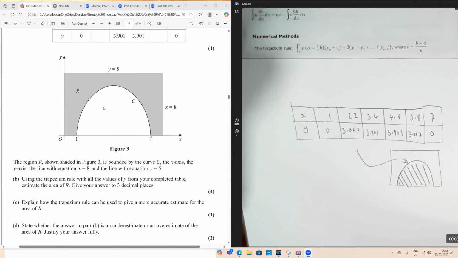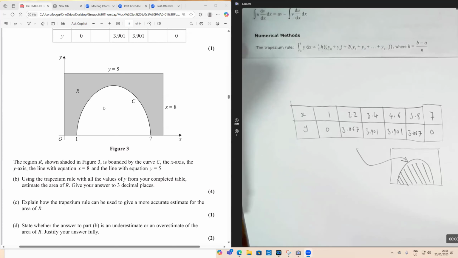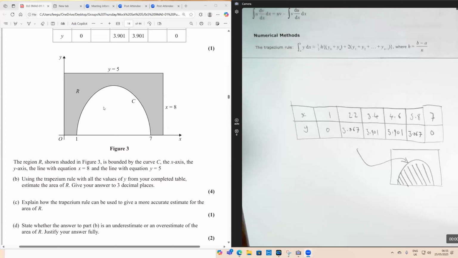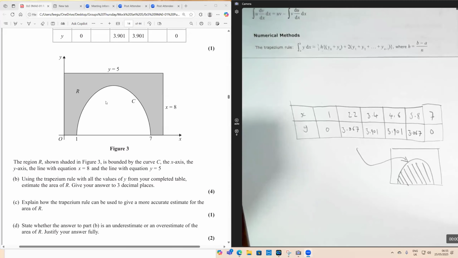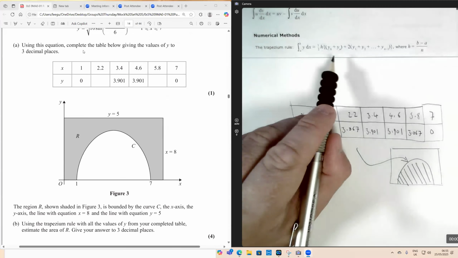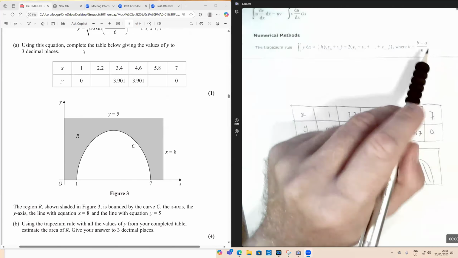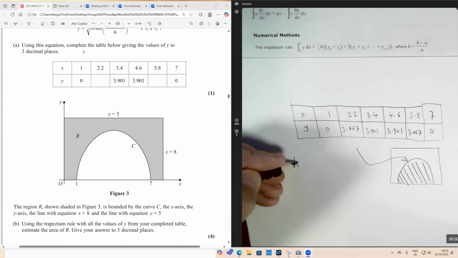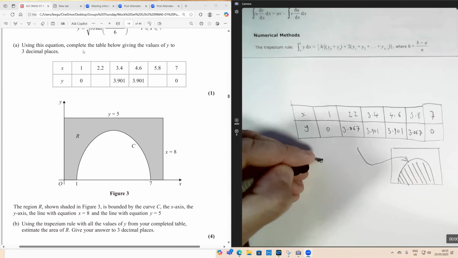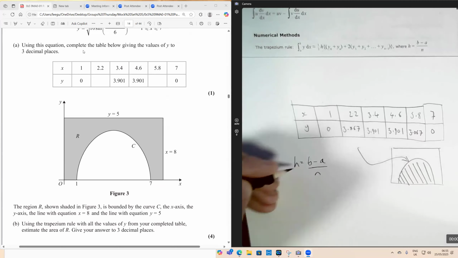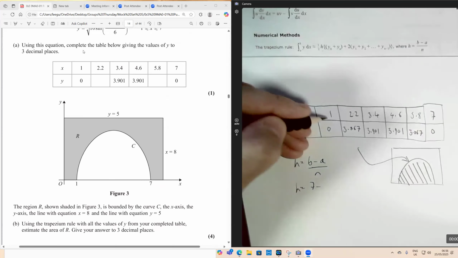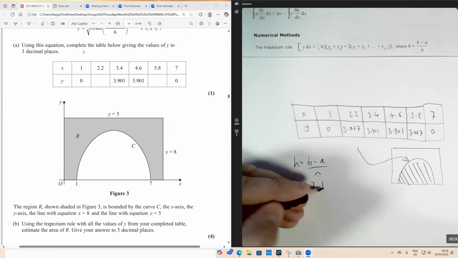Now, the trapezium rule, again, let's have a look. In the formula booklet, we are given the trapezium rule, which is quite nice. The first step with the trapezium rule is always to calculate what is the h for the formula. And we can see that h is b minus a over n. So h is equal to b minus a over n. Now, in this case, our b is 7, our a is 1, and the n.